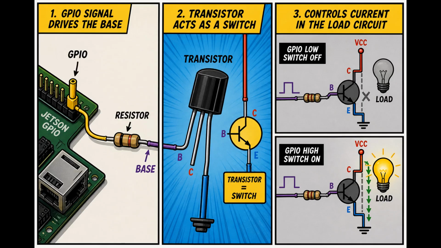The pin does not directly power the final output in this design. Instead, it controls a transistor. The transistor acts like an electronic switch. A small GPIO signal goes into the transistor base through a resistor. The transistor then allows current to flow through a separate LED circuit. So the Jetson pin is not doing the heavy work. It is controlling the switch that does it.